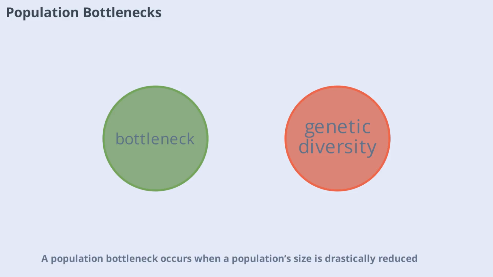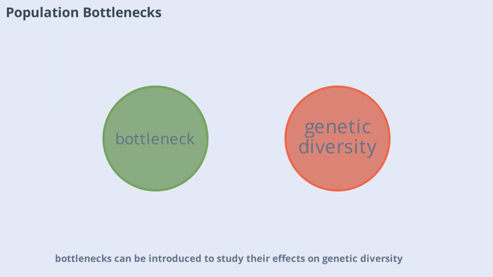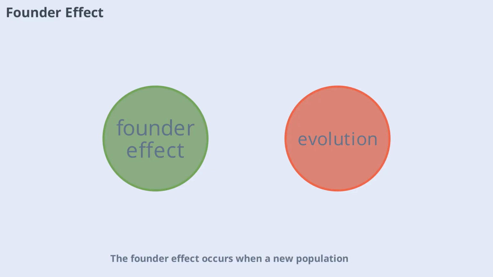Population bottleneck occurs when a population's size is drastically reduced, often due to environmental disasters or disease. In simulations, bottlenecks can be introduced to study their effects on genetic diversity. These events often lead to a loss of genetic variation and can have long-lasting impacts on the evolutionary potential of populations.